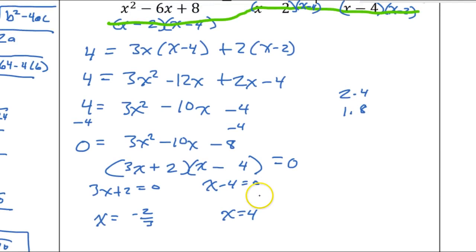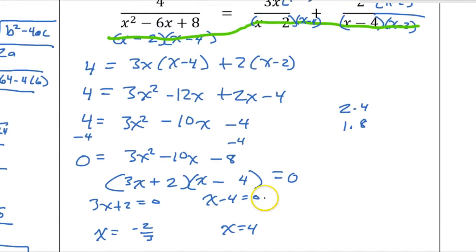Before I even box these, I'm just going to glance back up at my original problem to make sure that none of these are extraneous. What do you see? Anybody notice anything? Any problems? All right. Look at this 4 right here. Why is this 4 going to turn out to be extraneous?